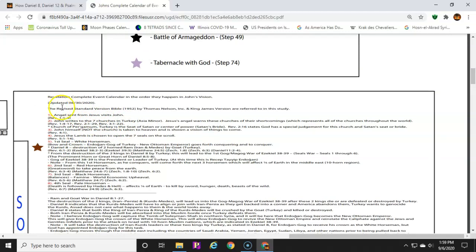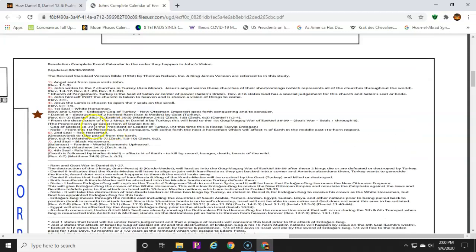I update it all the time, so it's not static. It constantly is being added to as we see verses and things. The steps don't change. I'm just adding depth to the steps most of the time, because the steps are directly out of the Bible, so it's hard to change the Bible and the steps themselves. But you can see I just updated this on August 30th.